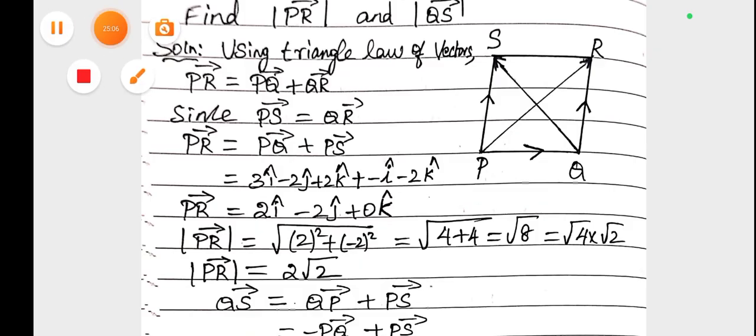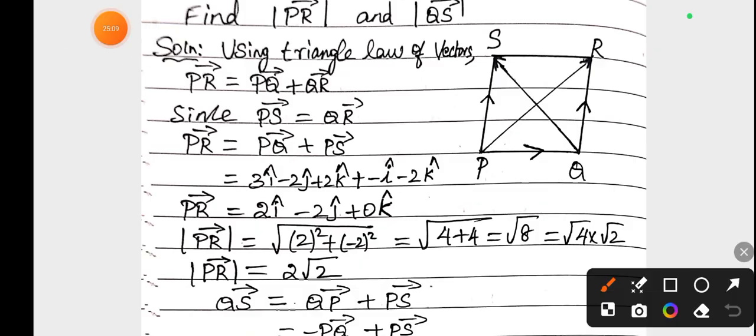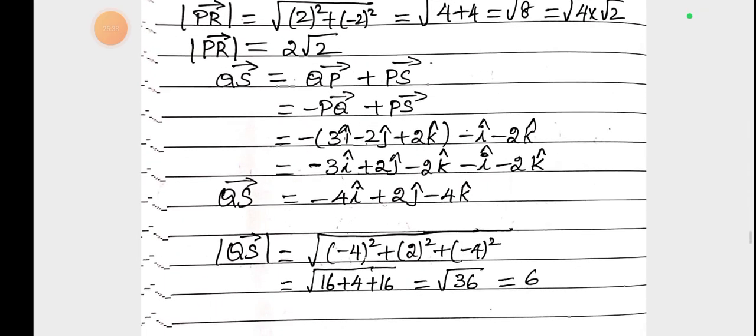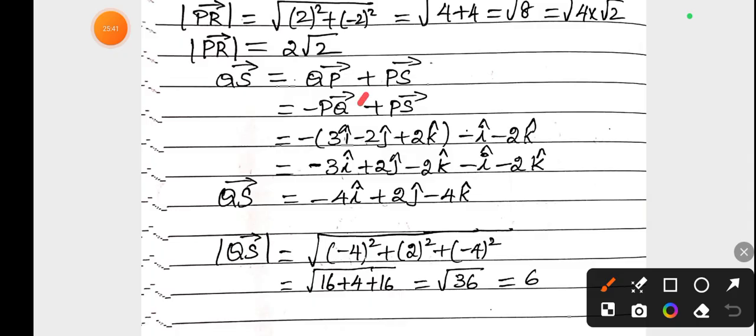When I want to talk about the diagonal QS, because they are given as diagonals, one diagonal is the PR vector, another diagonal is the QS vector. If I want to reach QS, I can do it with QR plus RS. Or I can go with QP plus PS. QP I don't know, but PQ we have. So can we write QP as minus PQ? Once you write it as minus PQ, the negative of the PQ vector.